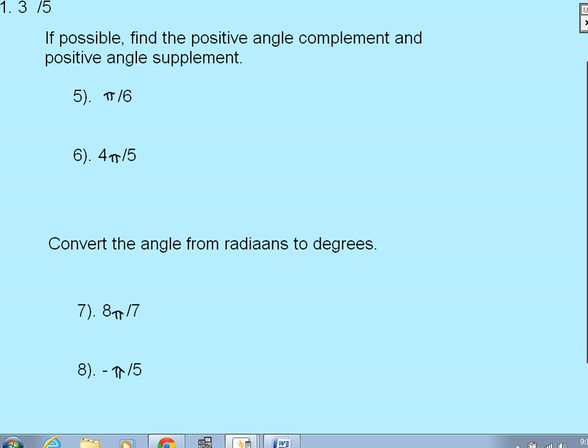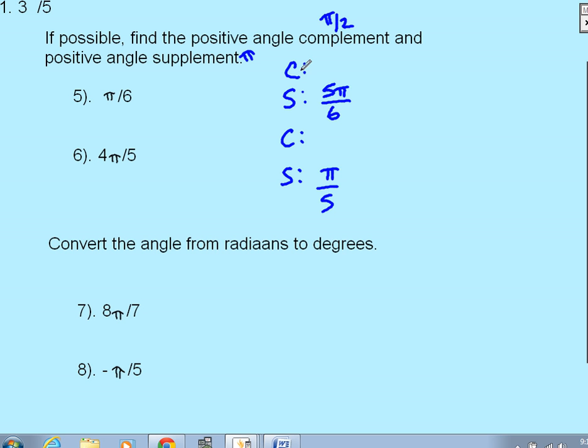For number 5, finding the positive complement and supplement angles. Remember, complement means 90 degrees, supplement means 180 degrees. In this case, we're doing it with radians though, so complement is pi over 2, and supplement is pi. To get to a full pi from pi over 6, I need another 5 pi over 6. Gives me a full one. Same with this one, I need pi over 5 more to get to a full pi, a full 180 degrees.